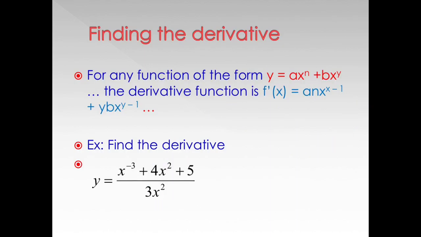Alright, we're going to try this one more time here. So again, we can't take the derivative of a fraction. We have to rewrite it first. In order to do that, we're going to set this up in 3 separate terms. So x to the negative third over 3x squared, and then 4x squared over 3x squared, and finally 5 over 3x squared. So let's go and look at that up here.